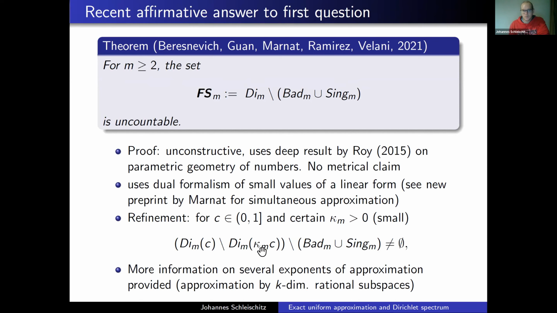But you don't get exact C, you miss it by some kappa m. And I get something similar for a linear form again. My bound will also depend implicitly on C, so I don't get just a factor times C. So the short answer is you can say something about the Dirichlet spectrum, but I can't say that it's [0, 1], at least not directly from my result.